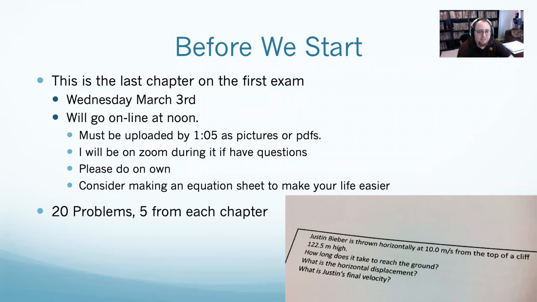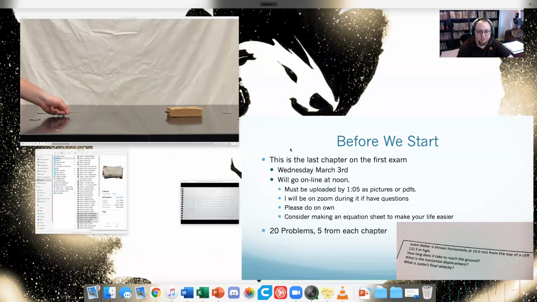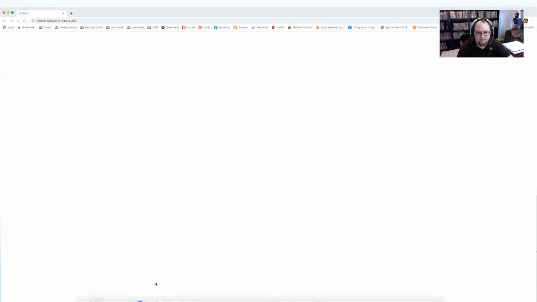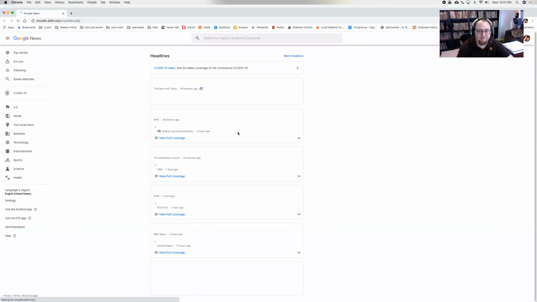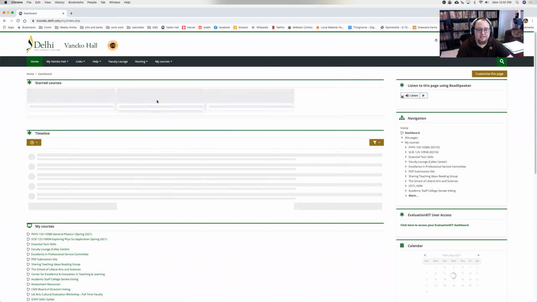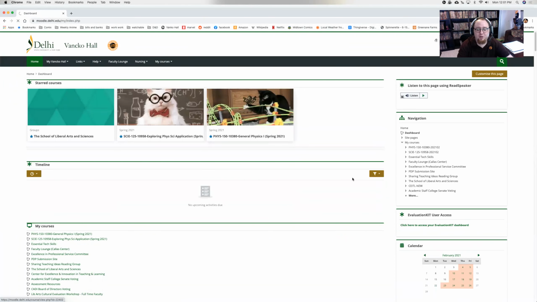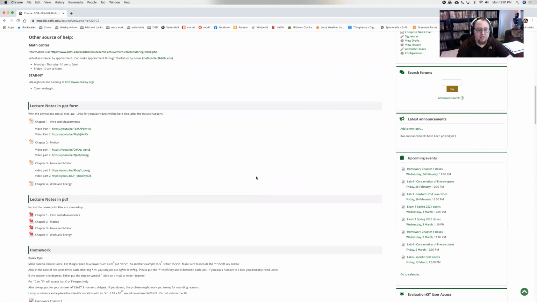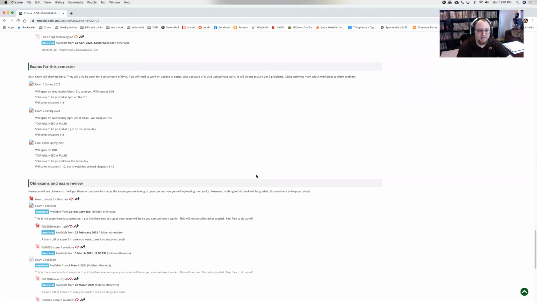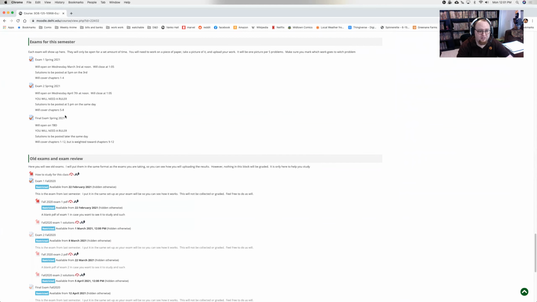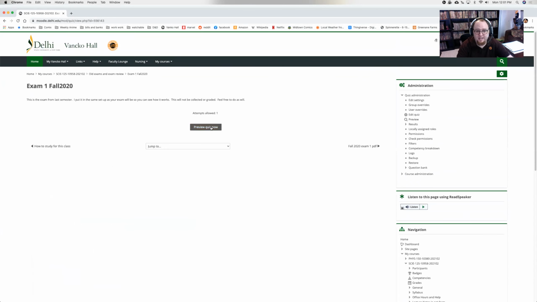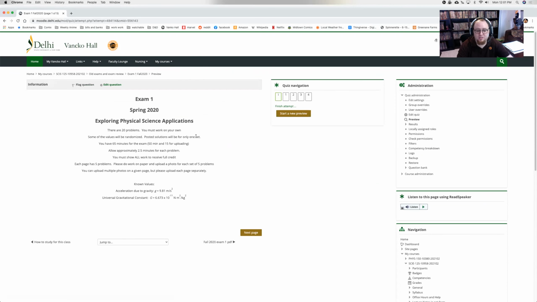If you want to see what the exam will look like, it would be smart if I thought of this ahead of time. What I did is on Vanco Hall, I posted last semester's exam. If you go down to the exam section, underneath that there's old exams, and you can see exam 1 for 2020. This is in the exact same format the exam will be in. There's no need to do this. It's not going to be graded, but it is a good practice exam.